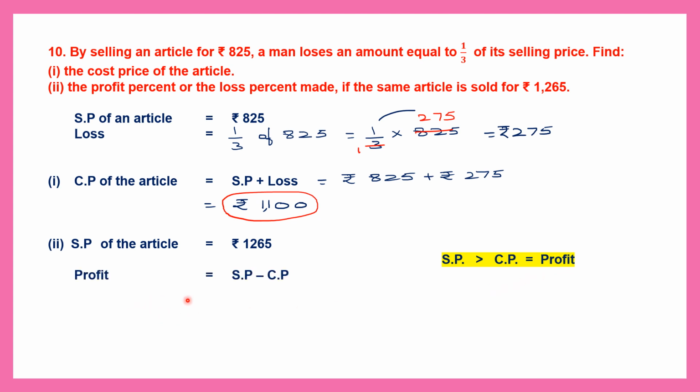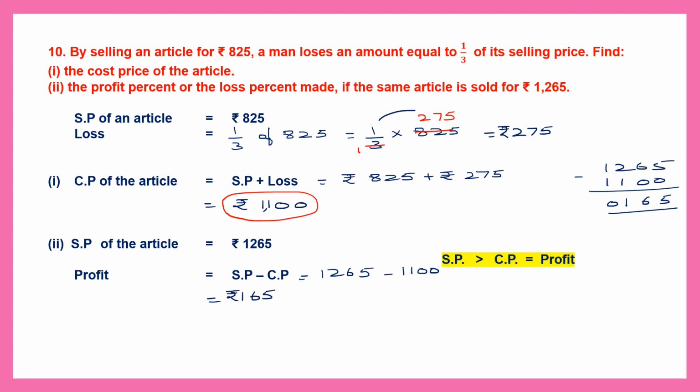So profit is selling price minus cost price, which we have to find out first. So selling price is 1265 and cost price is 1100. Let's subtract the two. 1265 minus 1100, so 5, 6, 2 minus 1 is 1. It is 165. So the profit is 165 rupees.